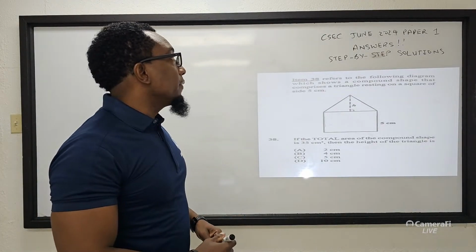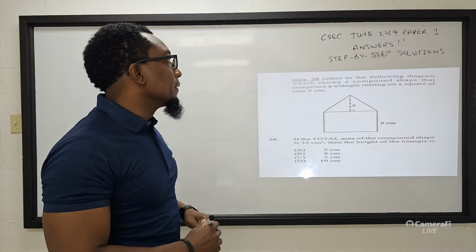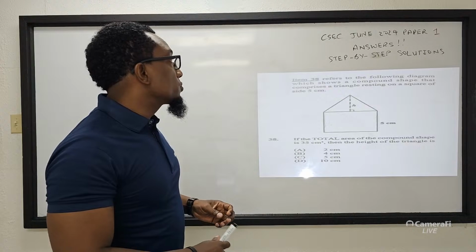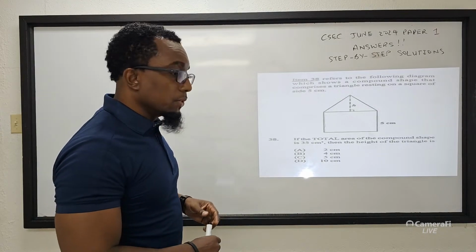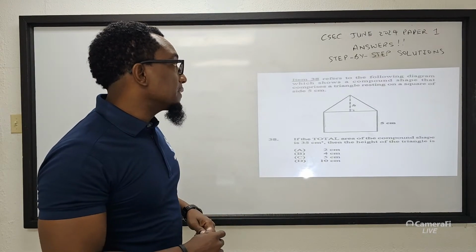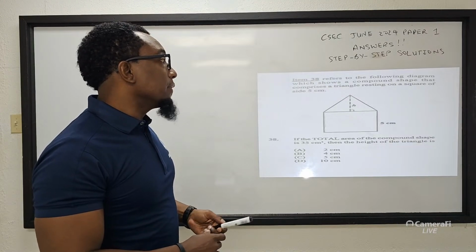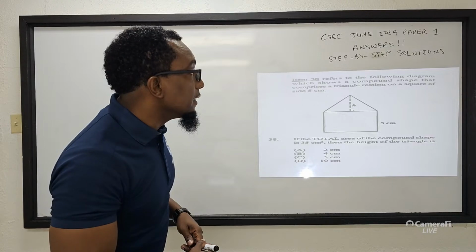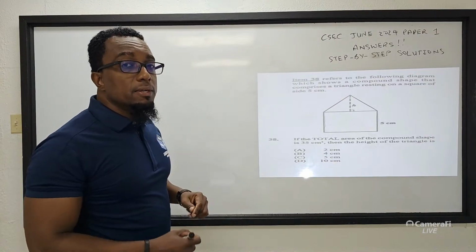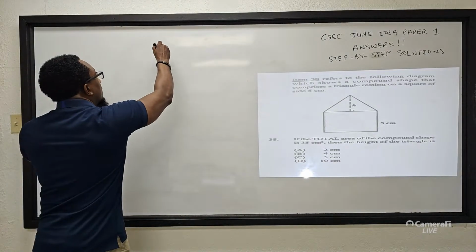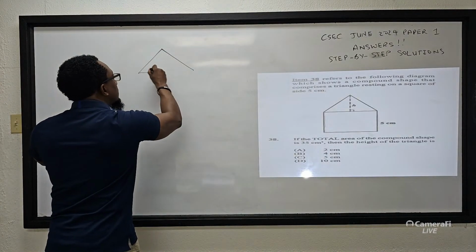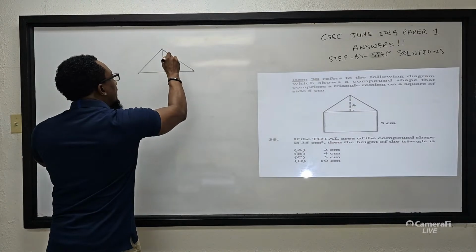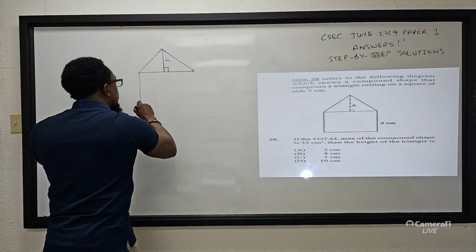Item 38 refers to the following diagram, which shows a compound shape that comprises a triangle resting on a square of side 5 centimeters. If the total area of the compound shape is 35 cm squared, then the height of the triangle is... so we want to determine the height of that triangle. So we have a compound shape here, a triangle. This is the height h, and we have a square.